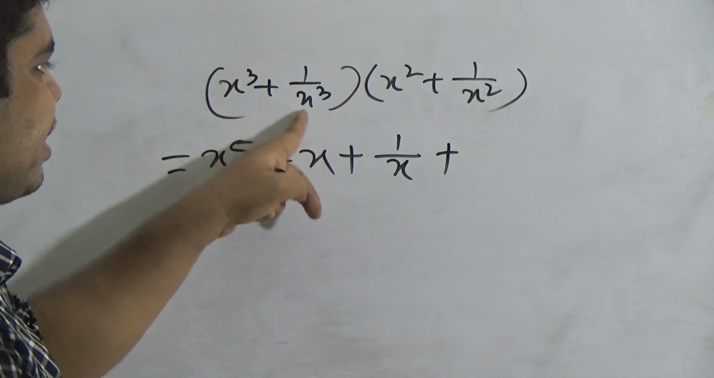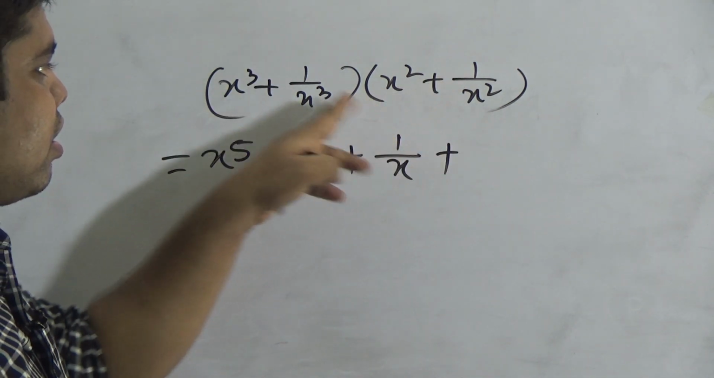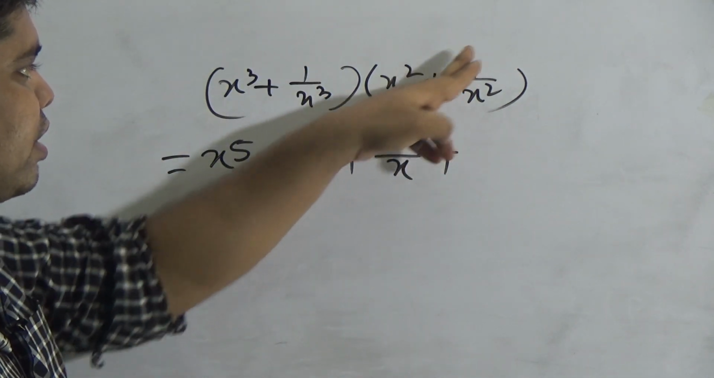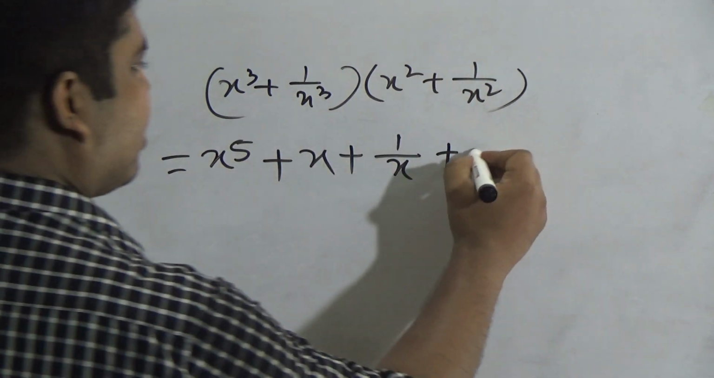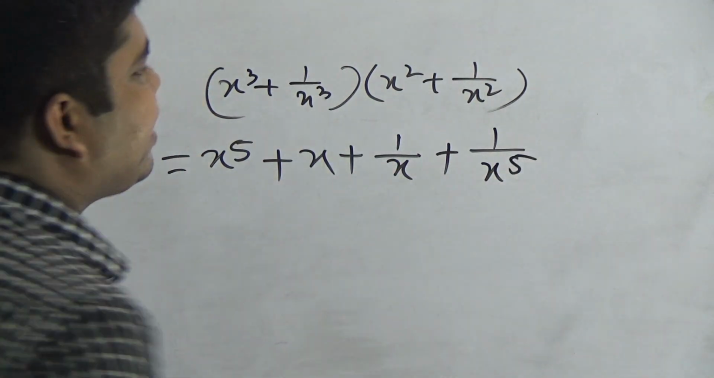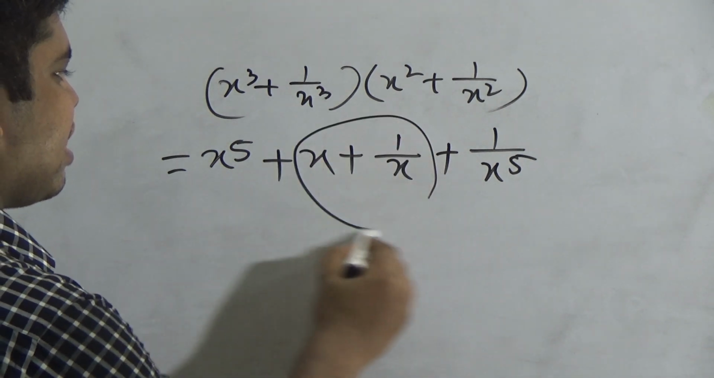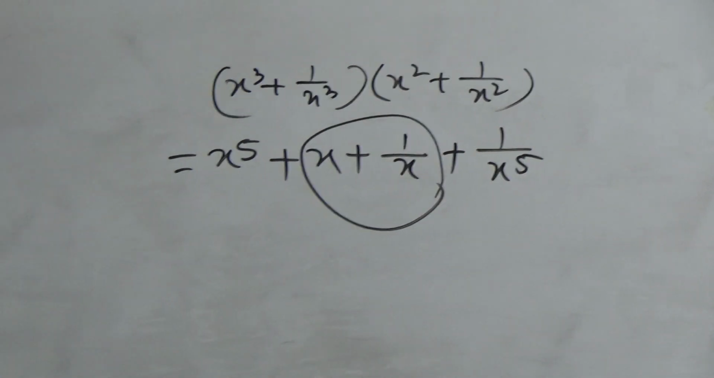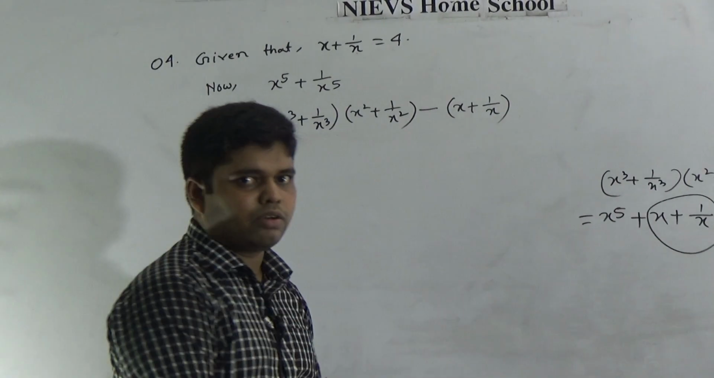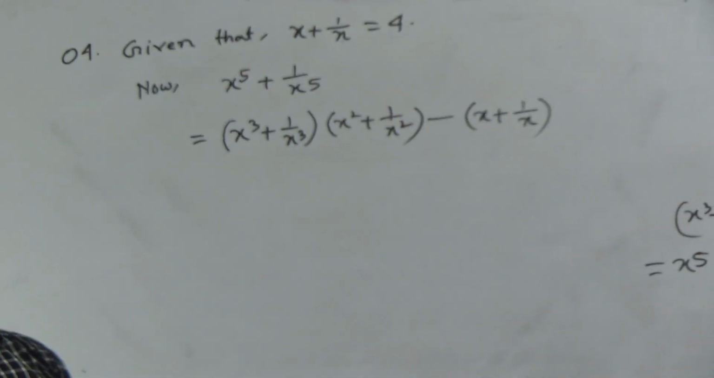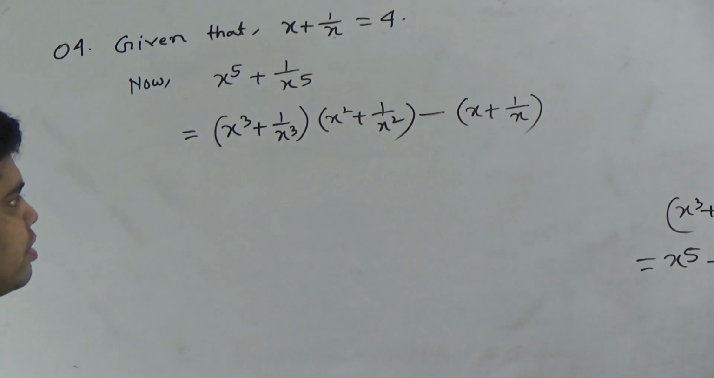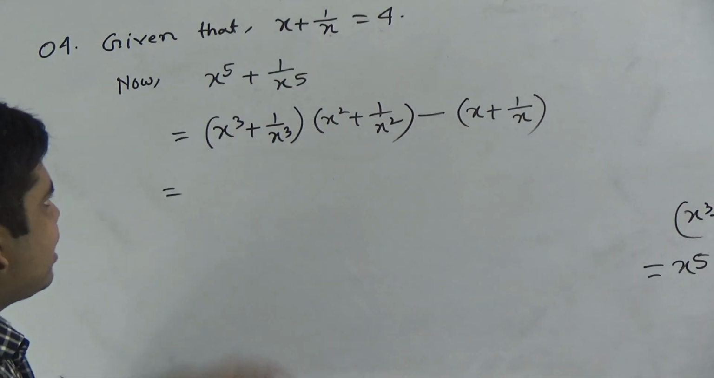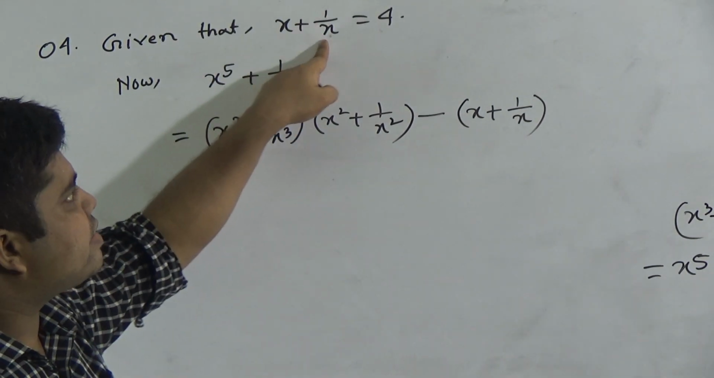Again, 1 by x cube multiplied with 1 by x square will be 1 by x to the power 5. My dear student, notice this term is extra. For this reason we subtract x plus 1 by x to make it equal to the first line. So now the value of x plus 1 by x is given.